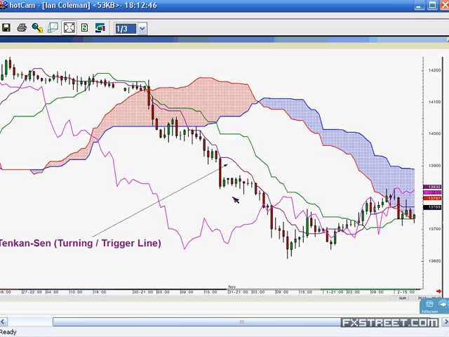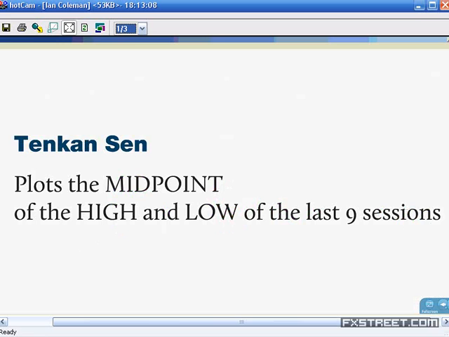a triangle formation, not really a wedge formation, but it will give us those periods of consolidation. You've just got to be a bit wary when we see flat sections, and it's just one of these added aspects of Ichimoku cloud that people don't look to. Okay, so it plots the midpoint of the high and the low of the last 9 sessions.